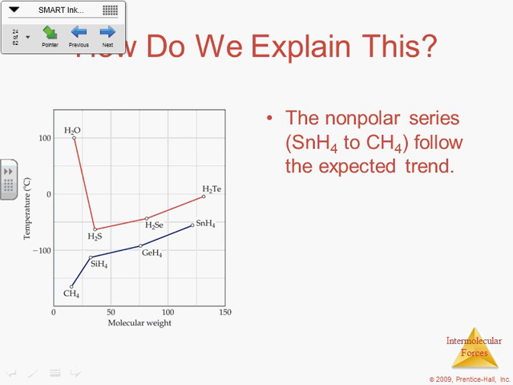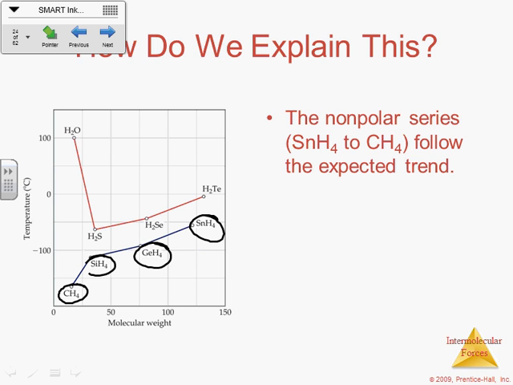Okay, so question here, how do we explain this trend? If you look at CH4, SiH4, GeH4, and SnH4, those are all in the same column, the carbon, the silicon, the germanium, and the tin. And I'm looking at this bottom line right now. If you look at all of those, they're all in column 4. Okay, and the trend is kind of the way that you would expect it to be. The higher the molecular weight, the higher the boiling point.